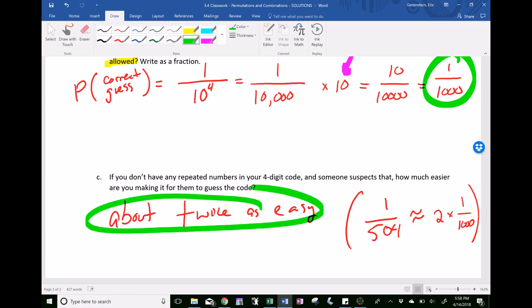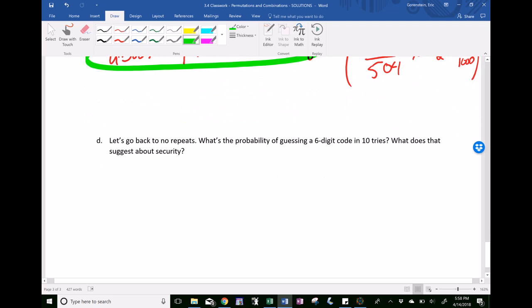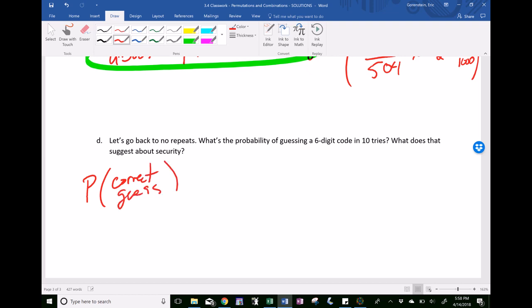Okay, so let's do that. And so let's go back to no repeats. What's the probability of guessing correct with a 6-digit code? Okay, so we'll do the same thing we did in part B, except we'll say probability of a correct guess. There's one right answer, and how many possible 6-digit codes are there? That should be 10 permutation 6. Okay, let's go back to Excel.